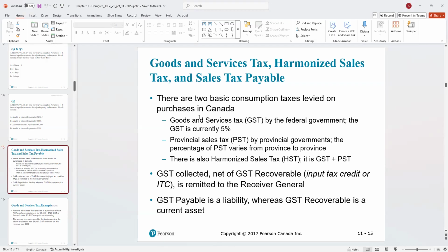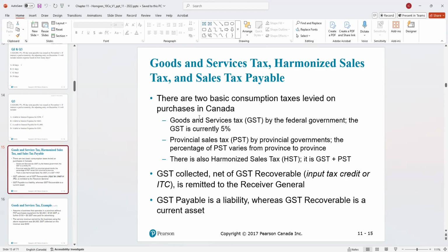Now, on the GST side, every time we have a sale, the customer is going to pay us GST. If we get the GST, we're collecting it from the customer.